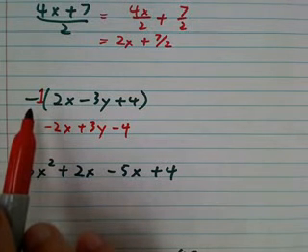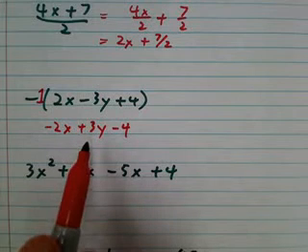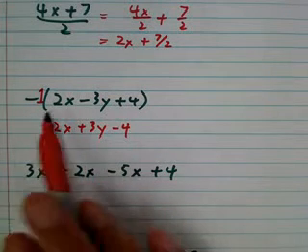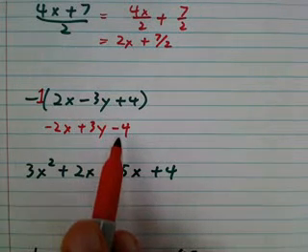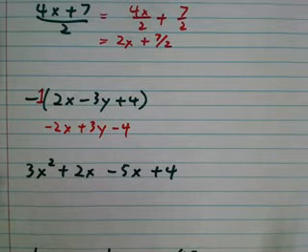Negative 1 times 2 is negative 2. Negative 1 times negative 3 is positive 3. And negative 1 times positive 4 is negative 4. So that will work out nicely for you if you just change the signs.